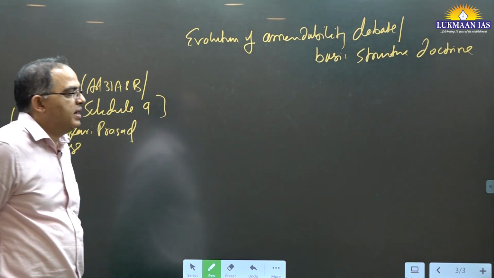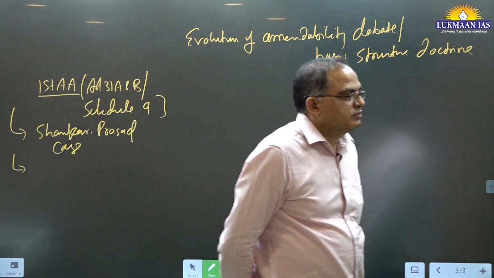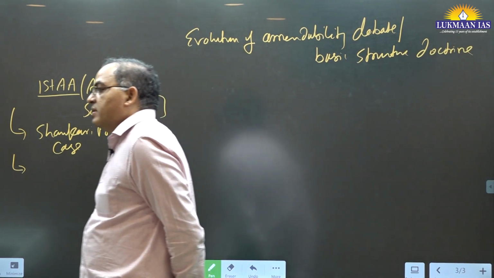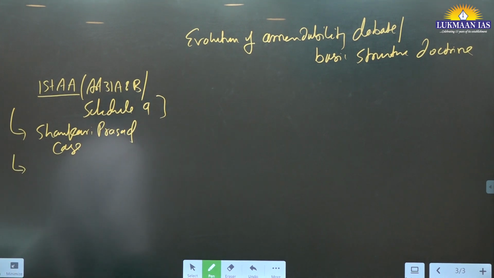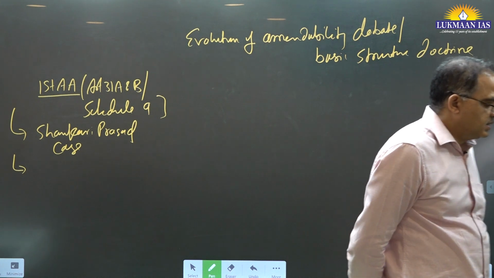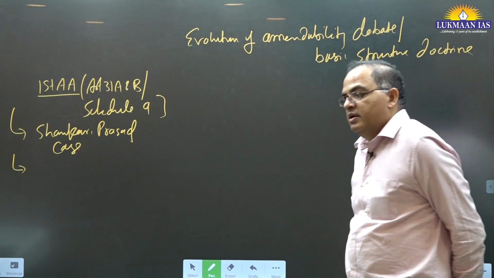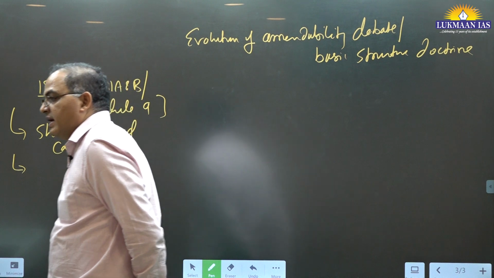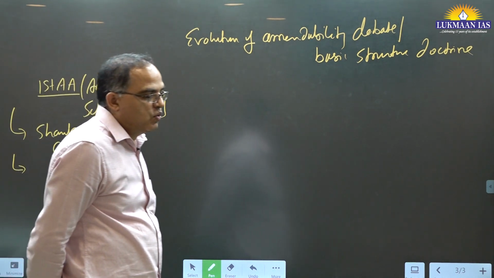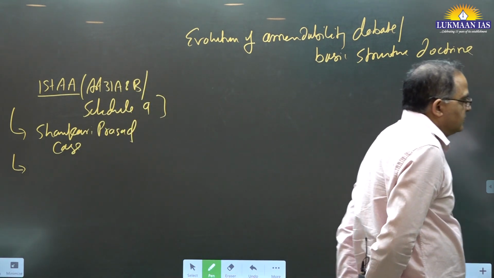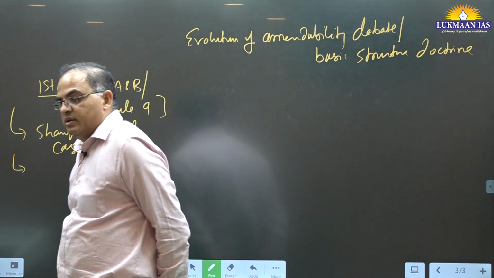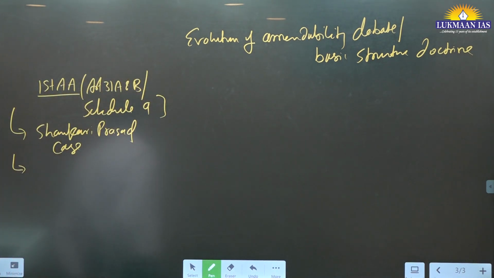Hence, Article 31A was added, which gave protection from Article 13, that if government acquires any estate, Article 13 would not apply to those laws.